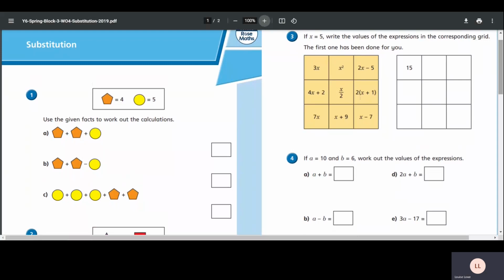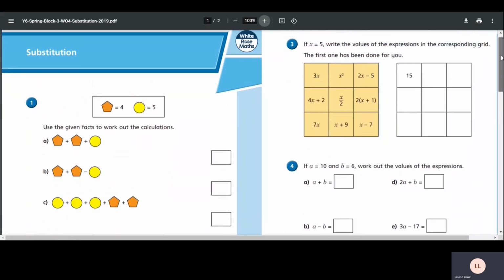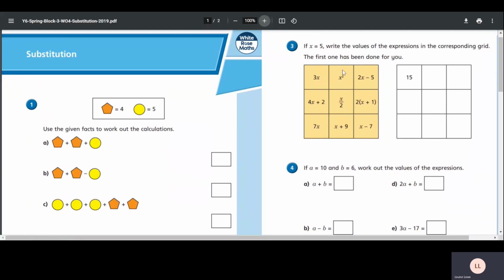Basically, when we're thinking about substitution, it's substituting a number for a symbol, and that could be a shape or it could be a letter. An expression, if you think back to what you were doing before half term, is something that's written, for example, if you can see where my mouse is now, I'm just circling over here. We've got in this box over here 2x subtract 5. That's an expression, okay? And the substitution in that is the x.